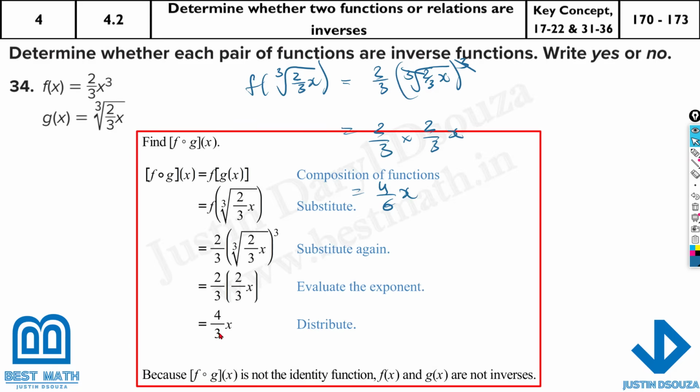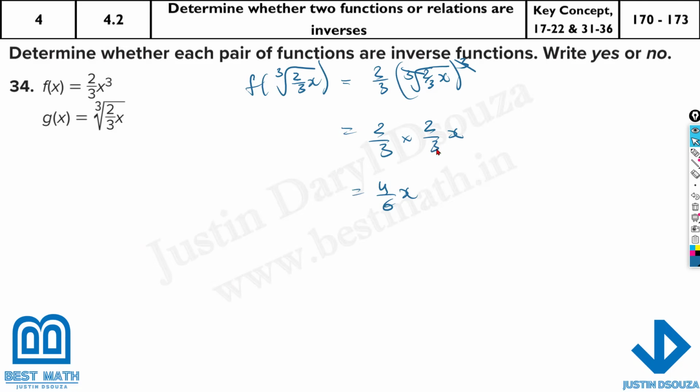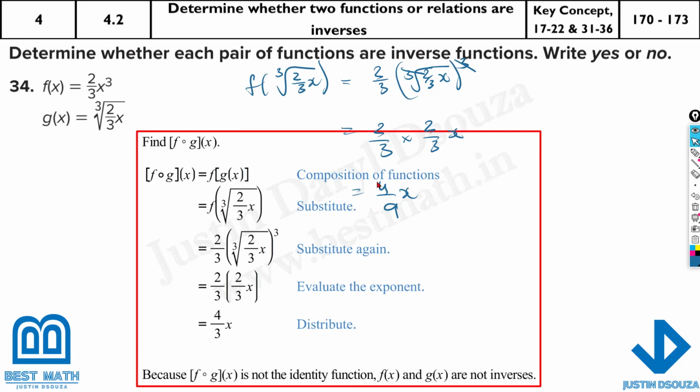They're not inverses. Now here we got 4 by 6. Now, my bad. It is not 6, it's 4 by 9. What happens? 2 times 2 is 4, 3 times 3 is 9. But still, the answer is no itself, but make sure you do it right. And the solution set over here also has made the mistake. It's 4 by 3, which is absolutely wrong. Even my answer 4 by 6 was wrong. 4 by 3 is wrong. It's actually 4 by 9x.